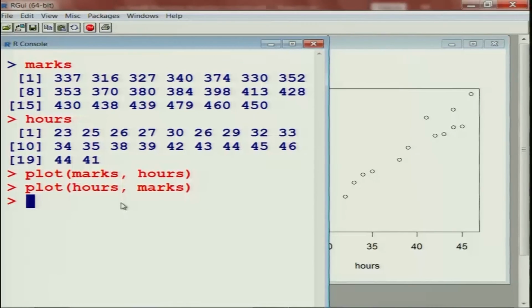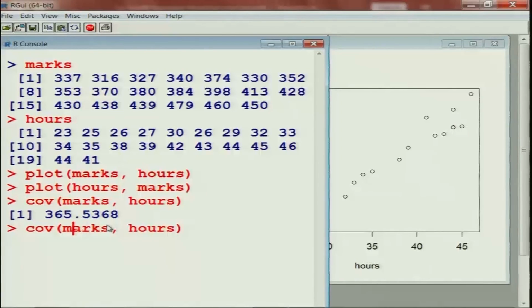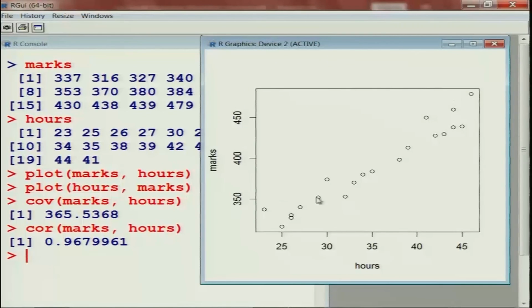Now, if you find the covariance between marks and hours, you can see it comes out like this, which means it is positive. And if you find the correlation coefficient between marks and hours, you can see that it comes out to be 0.96. So, this value indicates the same information that you get from the curve.